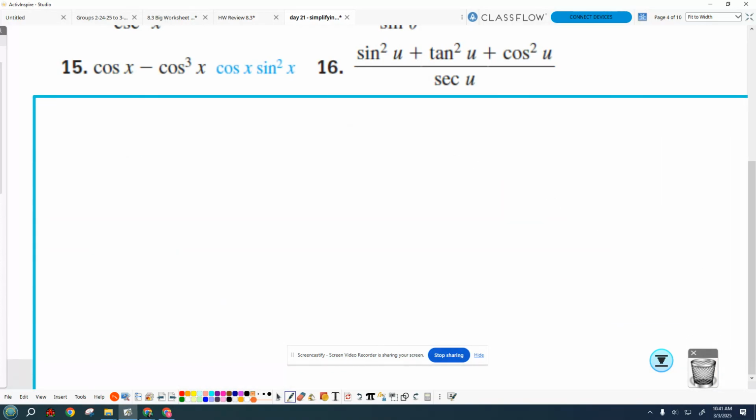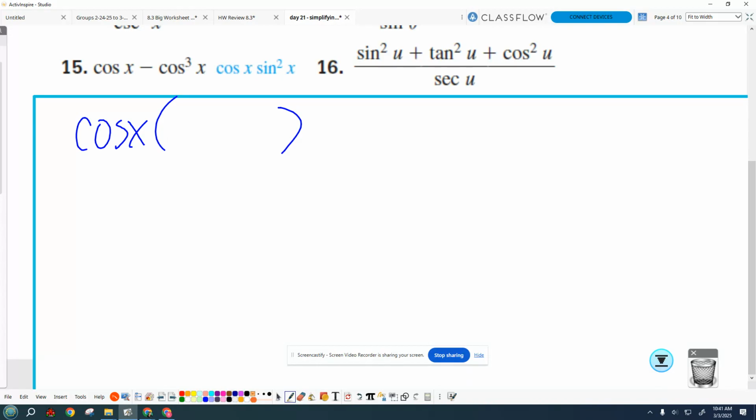Okay, 15. It's got a cubed in there. I so totally don't dig cubes. I need it to be a squared, because that's what I know stuff about. Isaac, is there something I can do to number 15 to get something squared? Take out cosine. If I factor out cosine, great idea.